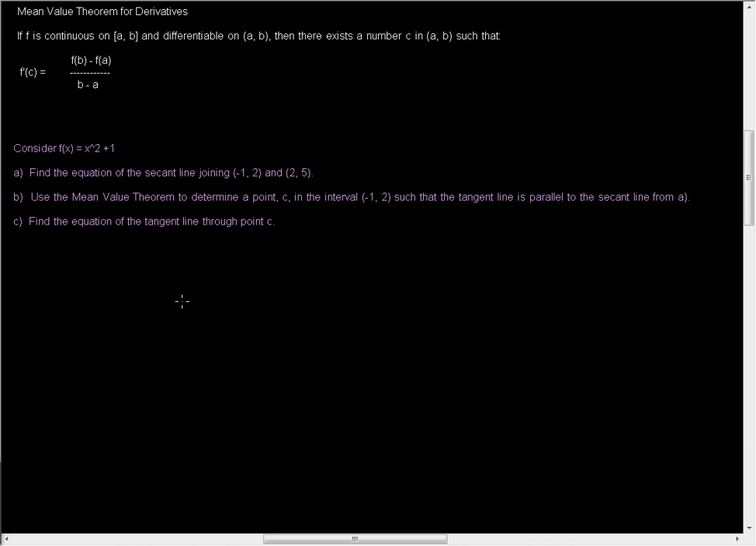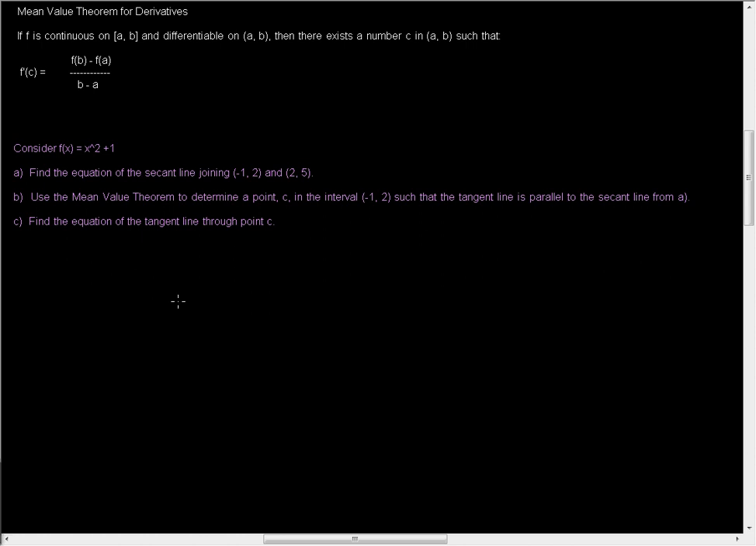That the value of the slope at that number c is the same as the slope of the line that connects the two endpoints, called the secant. All right, so now the tangent line refers to the derivative. The secant line refers to the line connecting the endpoints. So the slope of the tangent is equal to the slope of the secant.